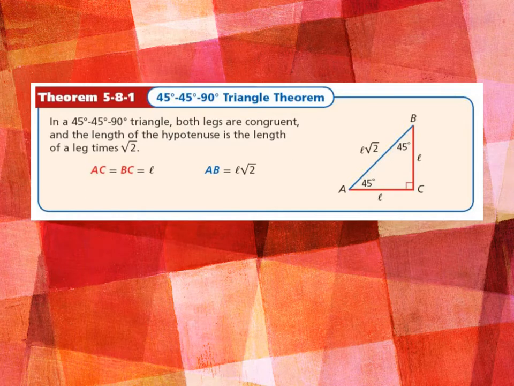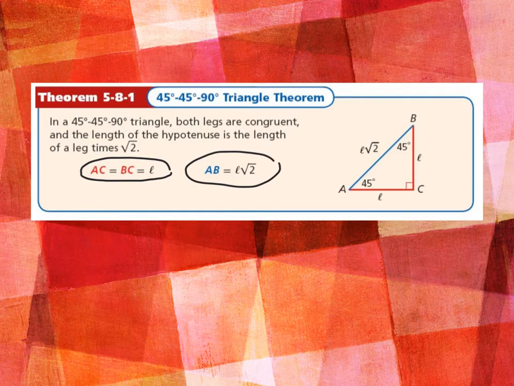Okay, so first we have the 45, 45, 90 triangle theorem. In a 45, 45, 90 triangle, both legs are congruent and the length of the hypotenuse is the length of the leg times square root 2. So the legs are going to equal L and the hypotenuse will equal L times root 2. This is extremely important: whatever the legs are, the hypotenuse is going to equal that times square root 2.